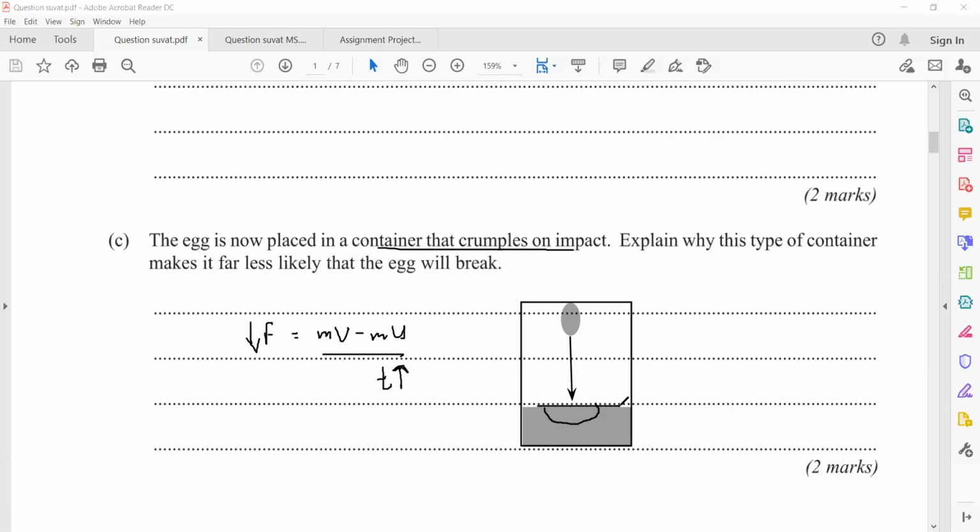If it was a hard, rigid surface, the moment the egg hits the surface, because it does not deform, in a short time the object will stop. So if the object stops in a short time, it will experience maximum force. Is it clear?